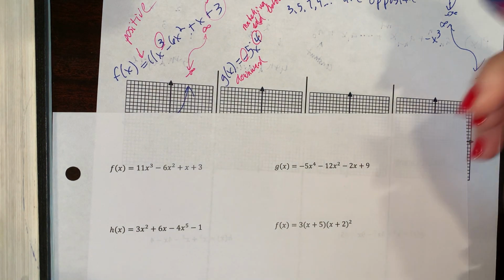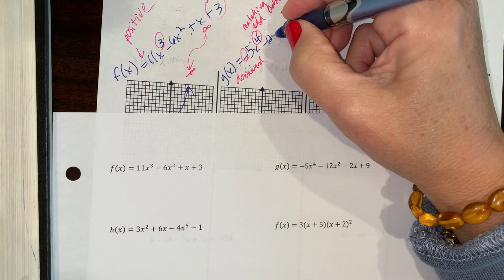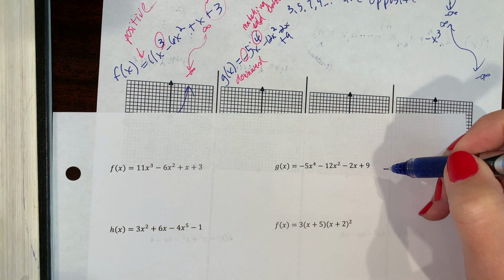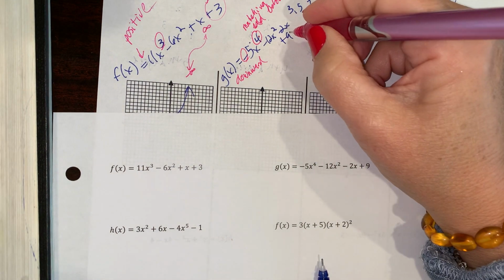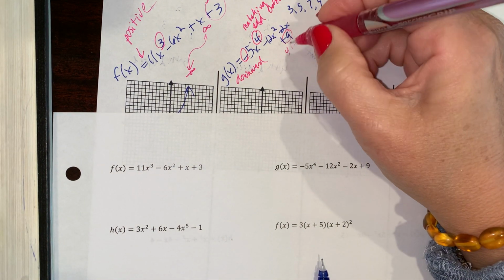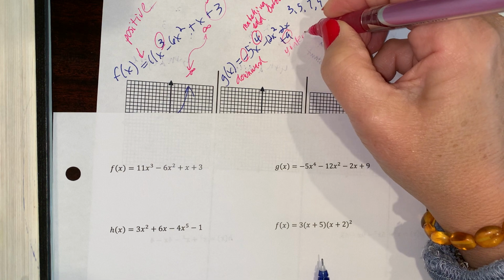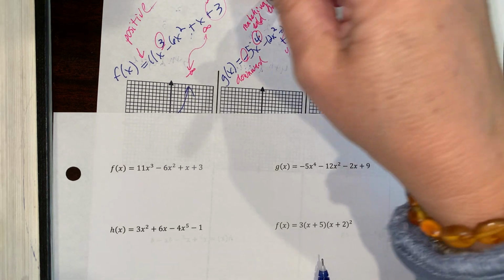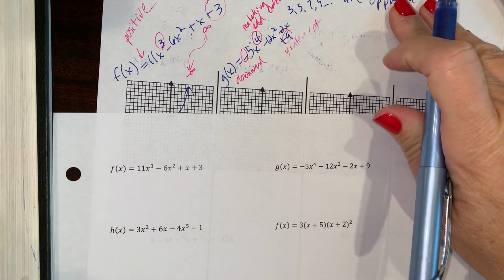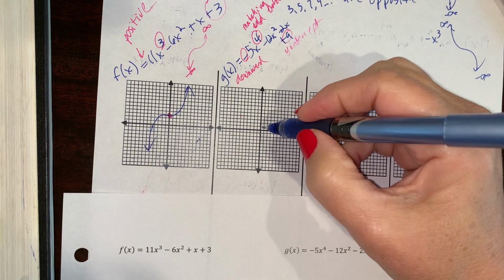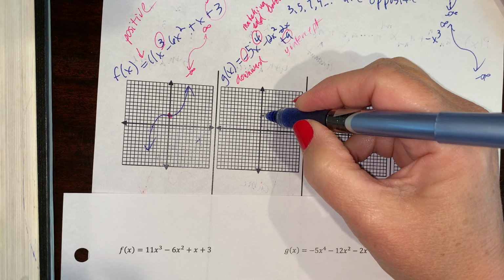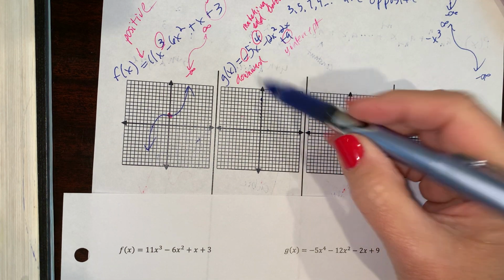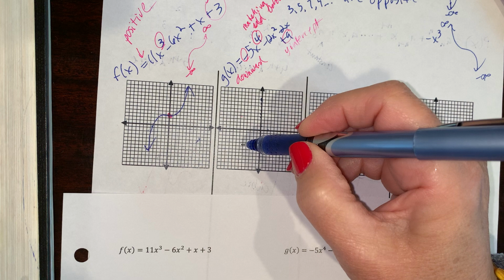Okay, and then the rest of the problem was negative 12x squared minus 2x plus 9. So the other thing I know is 9 is my y-intercept. I know I'm going to go 1, 2, 3, 4, 5, 6, 7, 8, 9. Okay, so 9 is the y-intercept. I know it's going to be facing down.